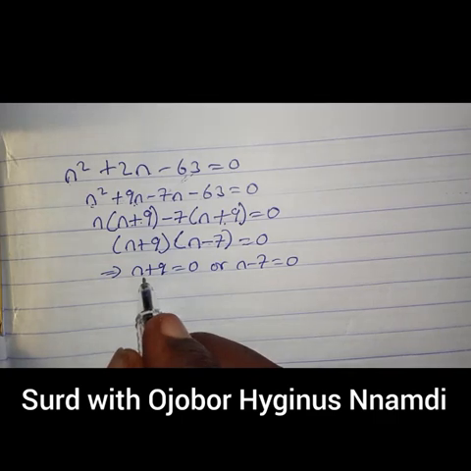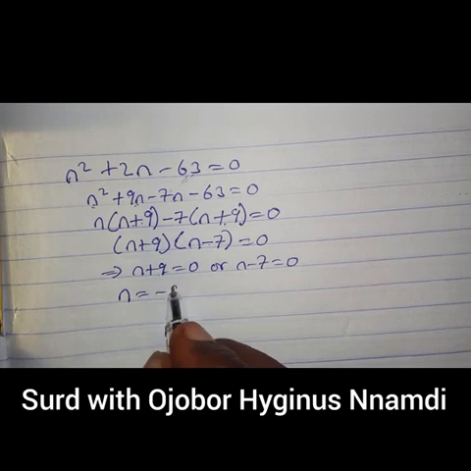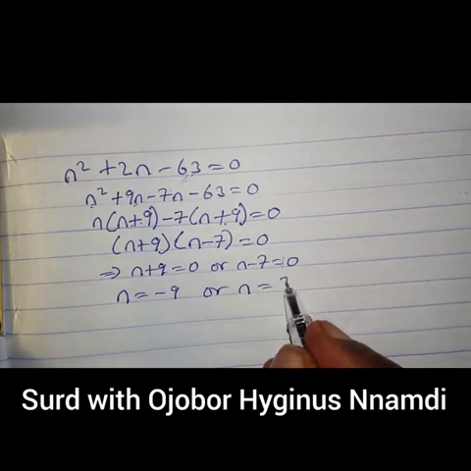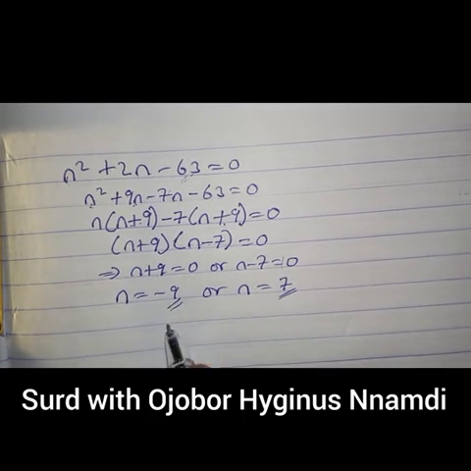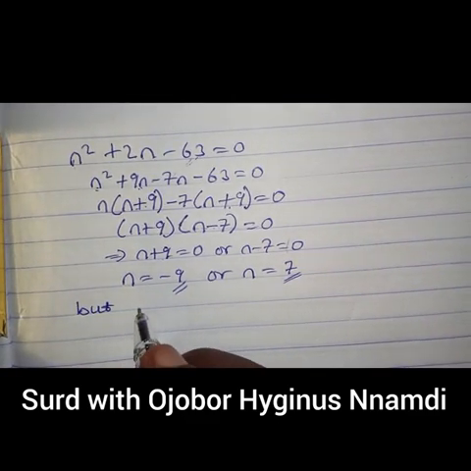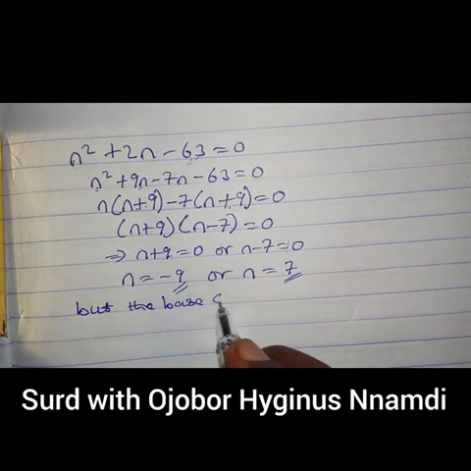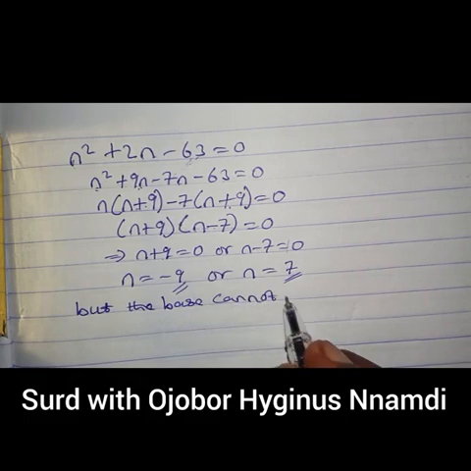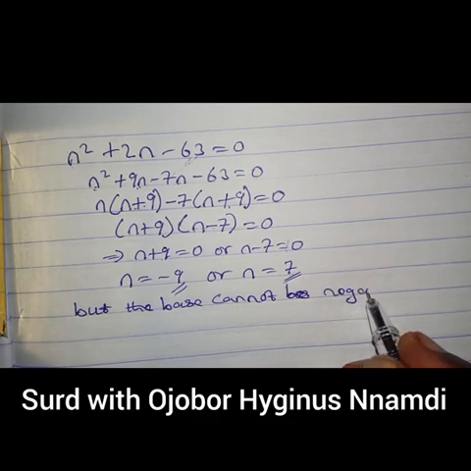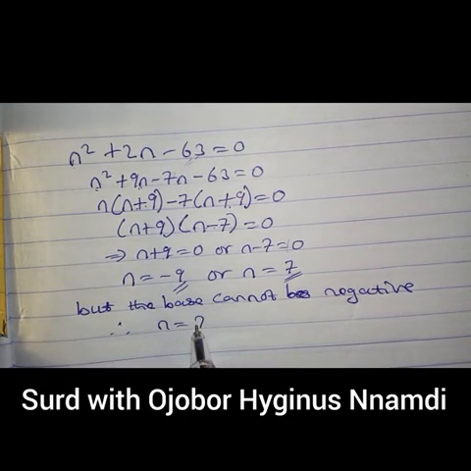So when you make n subject of the formula, you have to move 9 to the right hand side so that n is equal to minus 9, or you do the same here. For n, when minus 7 crosses, it becomes plus 7. So these are the two possible values of n. But the base cannot be negative. The base cannot be negative. Therefore, n is equal to 7.